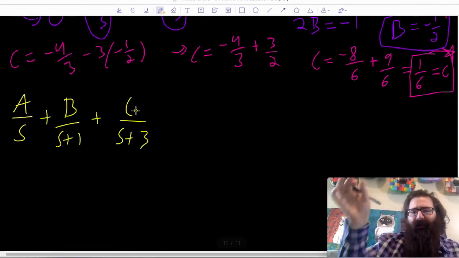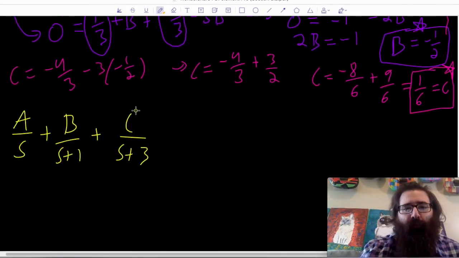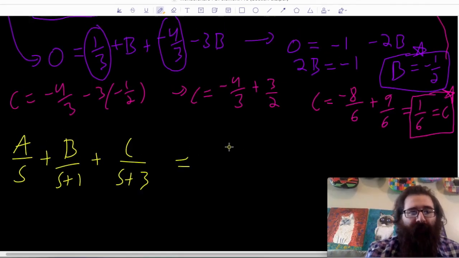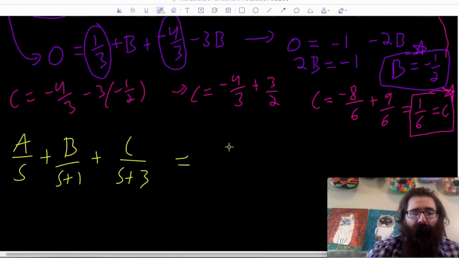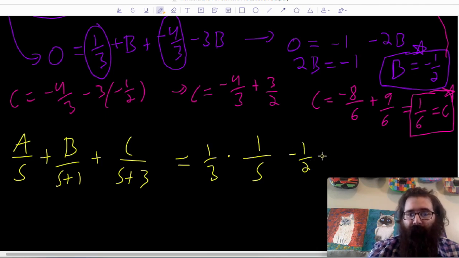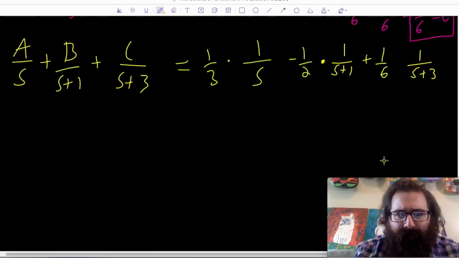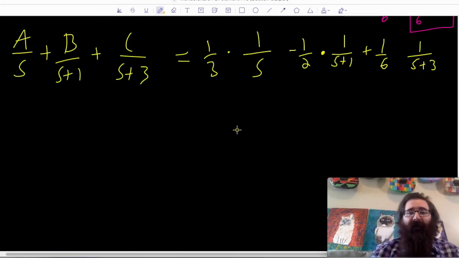I like to think about bringing a, b, and c out of the numerator whenever those values are fractions. So I would say this is equal to, here, what was a? A was 1/3. So I'm just going to drop that in front and say 1/3 times 1 over s. Plus what was b? B was negative 1/2. I'm going to bring that in front times 1 over s plus 1. And then what was c? C was 1 over 6. I'm going to bring that out in front and then 1 over s plus 3. Just so I don't have to look at those complex fractions. I think it looks kind of hideous. And this is big F at s.